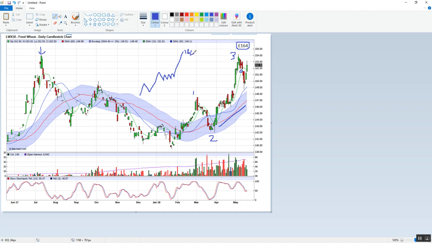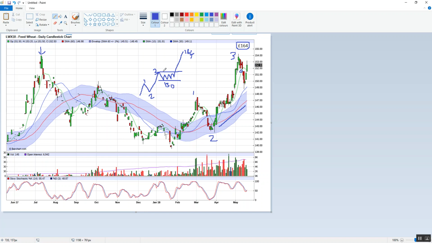We've had, obviously, the 1, we've had the 2, and we've had the 3. So we can clearly see now that we're in this 4 kind of pattern here, which is exactly what we were looking for last week. We had this pullback, we've held 150, so we've got a range coming into play now.